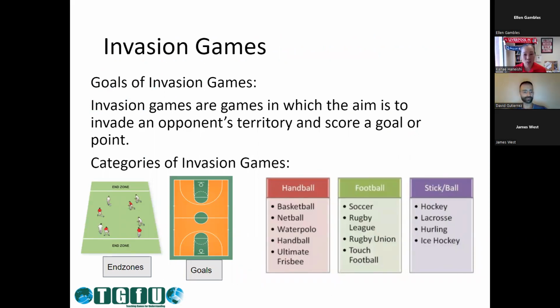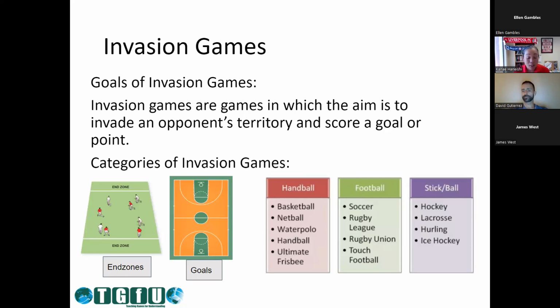Thank you, David. So I am going to now talk about the tactical problems, focusing on the invasion games. Before we go into the tactical problems, the definition of the invasion game: invasion games are the games in which the aim is to invade an opponent's territory and score a goal or points.